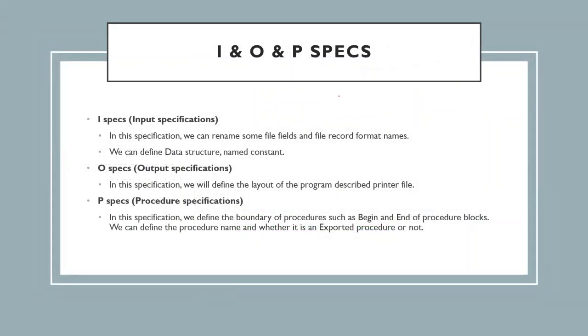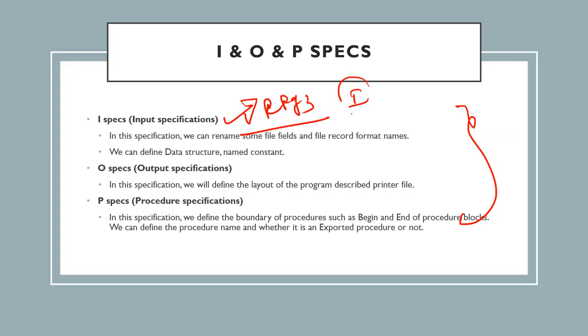Next we have the I and O specifications. This we will discuss later when we come to the ILE concepts. The I spec we will not use here. It is basically used in RPG III. Now what we are learning here is RPG IV. In RPG III you can also see the I spec, where you usually mention the fields. What are the fields and record formats here?